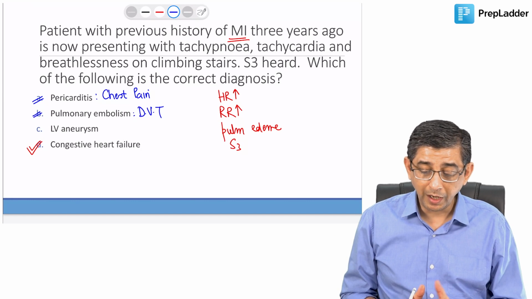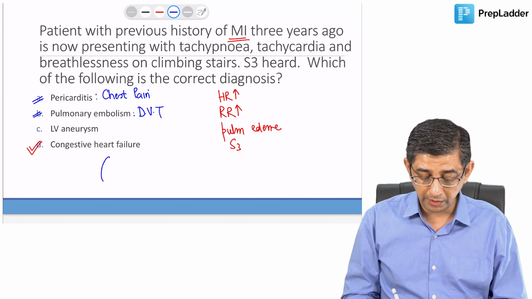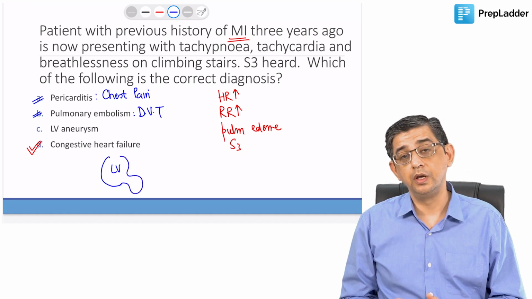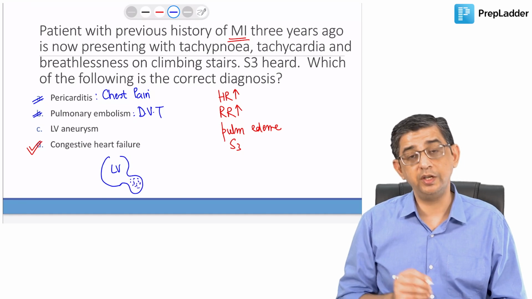LV aneurysm can be a close differential diagnosis, but the point is, LV aneurysm, I'll just draw it like this. If this is the left ventricle, there is an aneurysm in the wall of the left ventricle. The presentation of aneurysm is that it can cause clot formation inside the aneurysm.